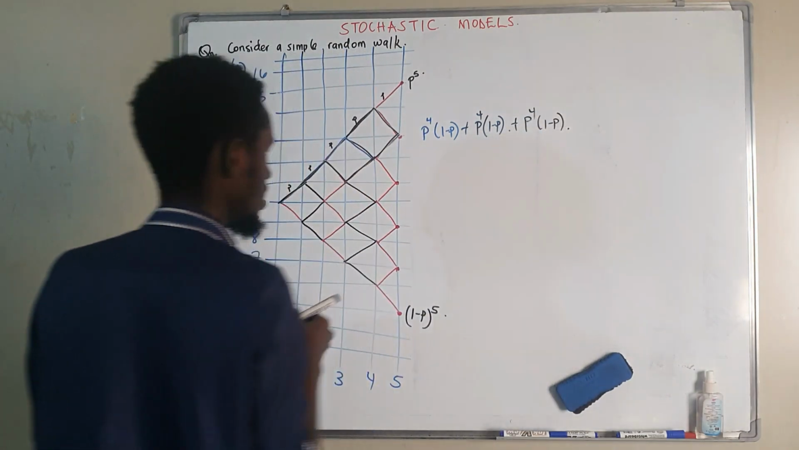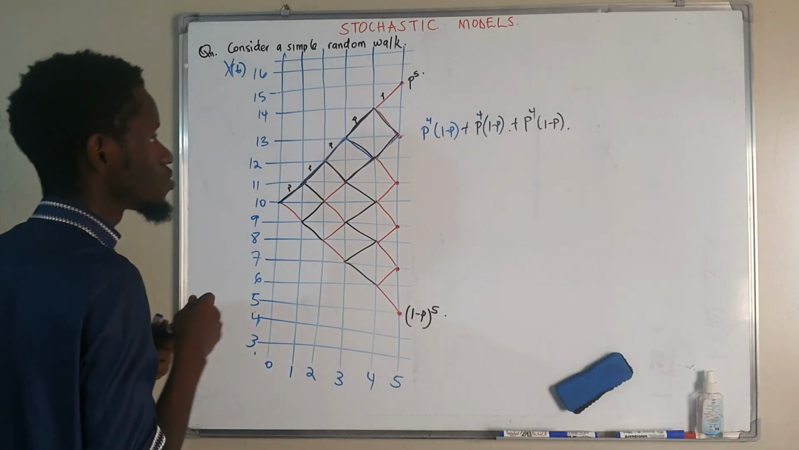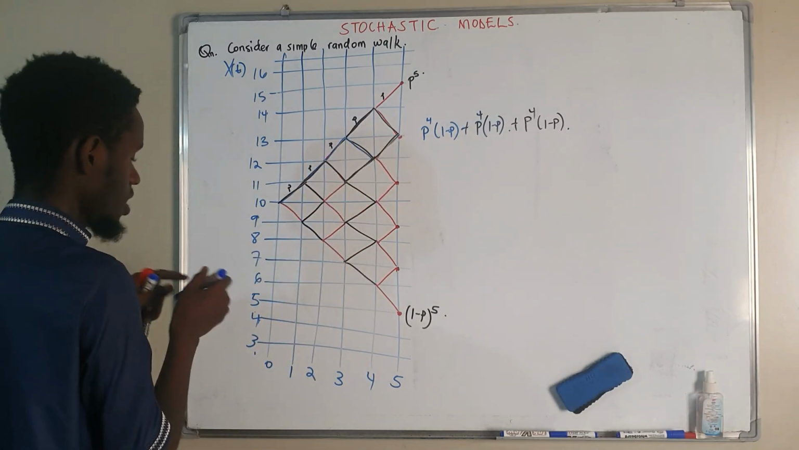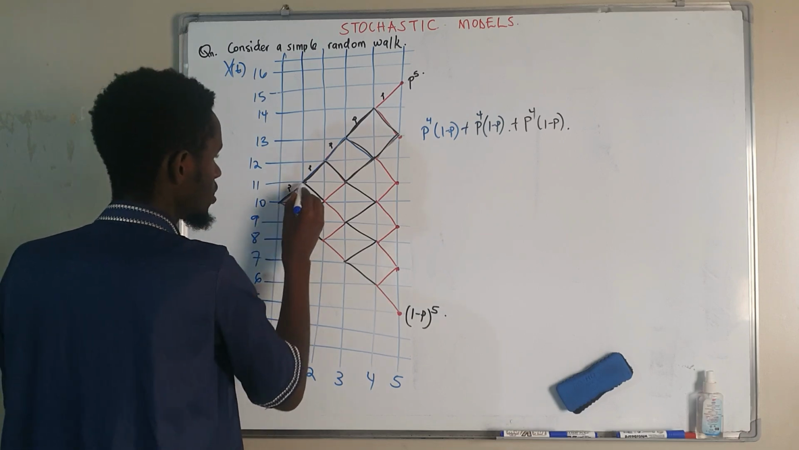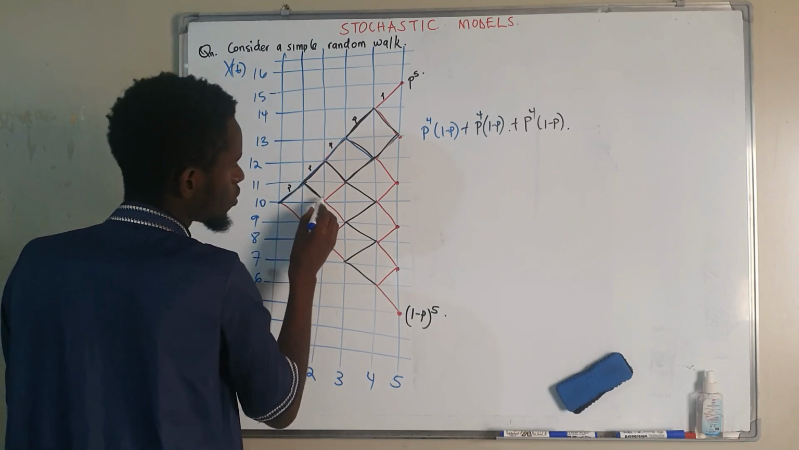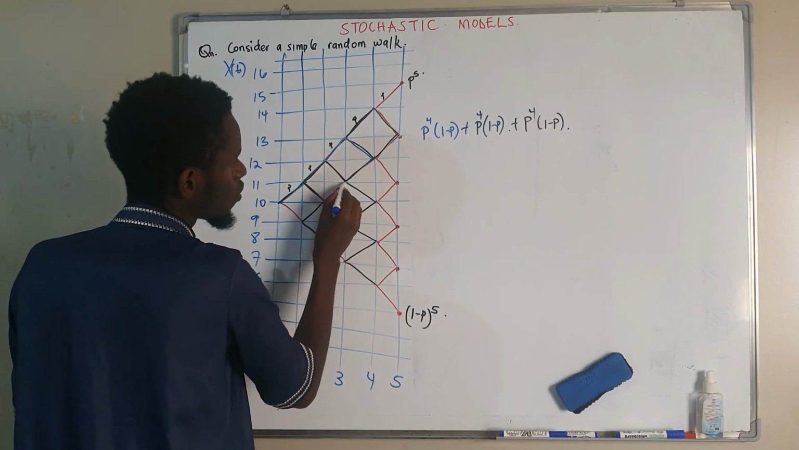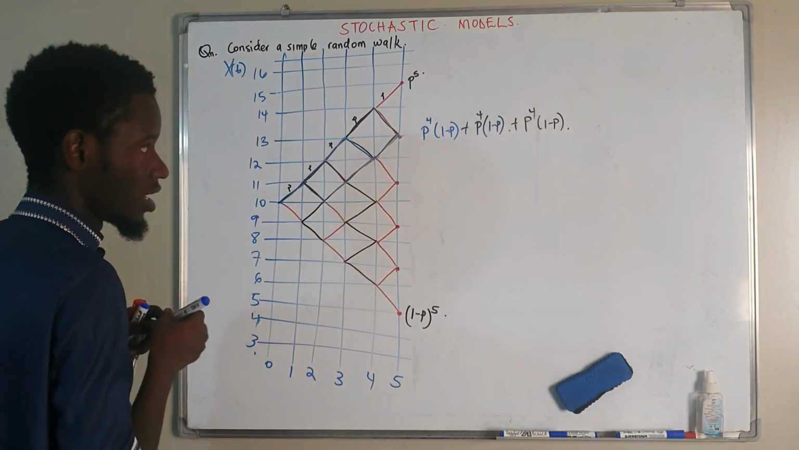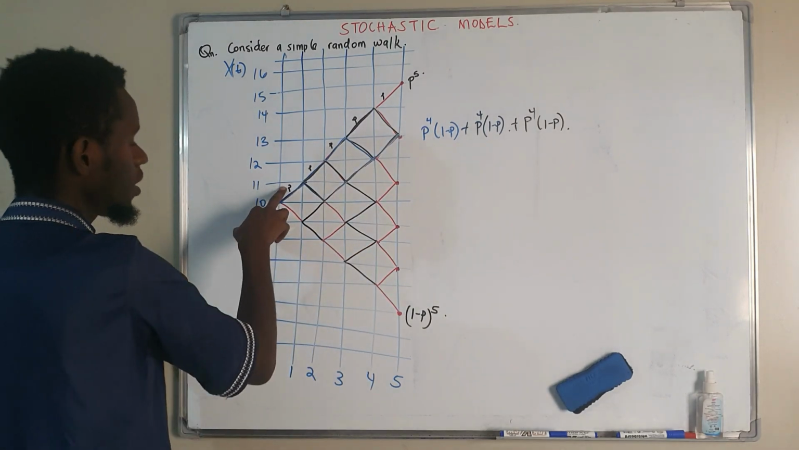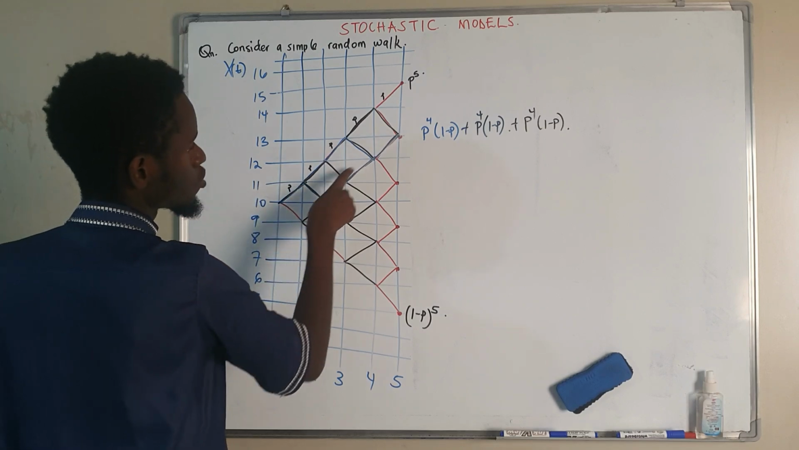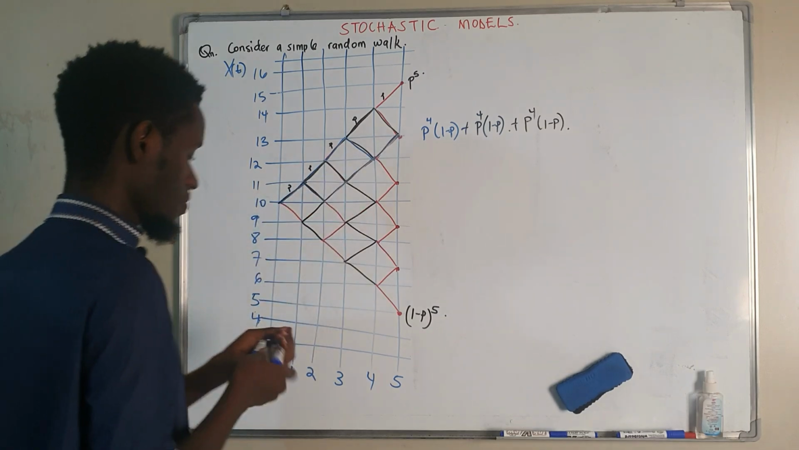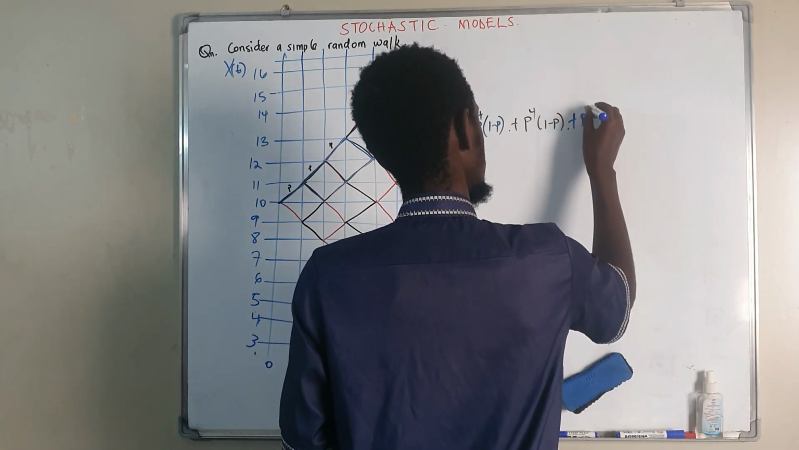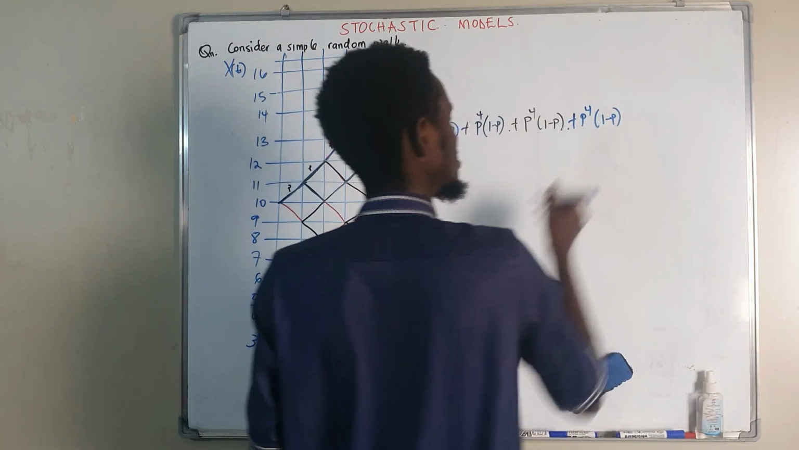Are we together? Then my other attempt of reaching here is in this way. I may come from 10 to this point, then I move down here, then I go up, up to when I reach this point there. Therefore, that is also the same as p times 1 minus p times p times p times p. It's the same as having p power 4 into 1 minus p.